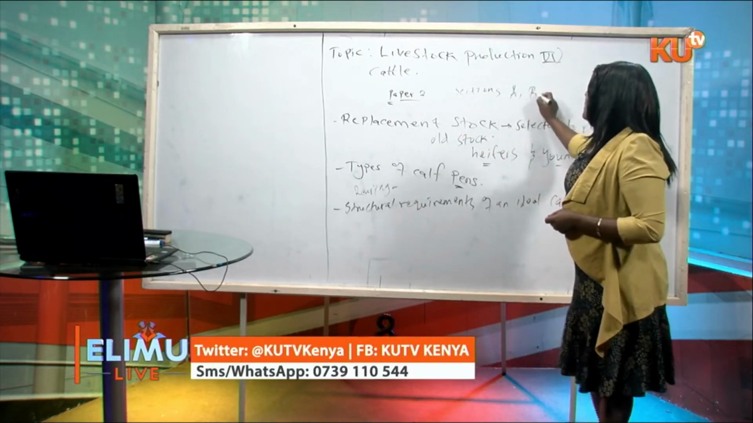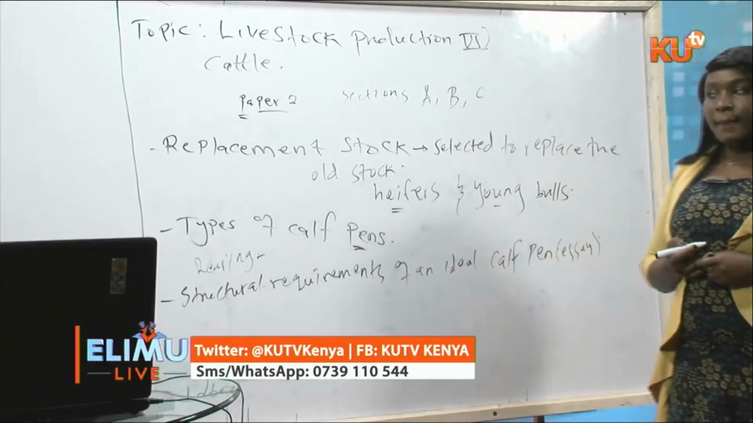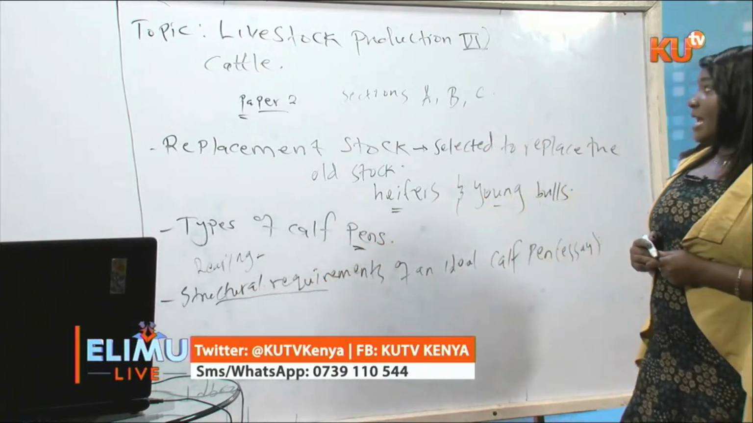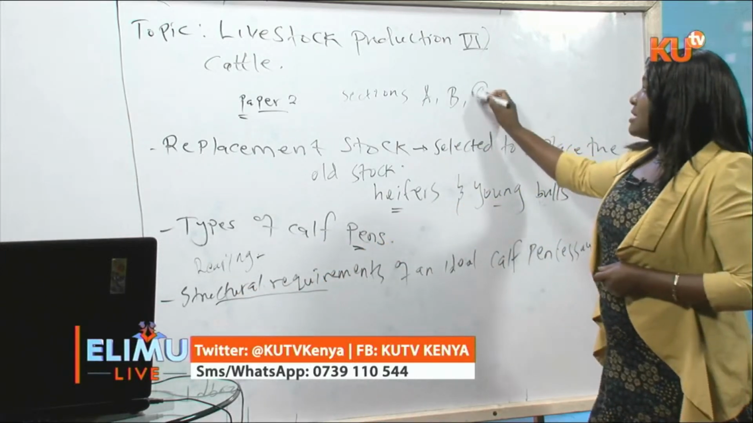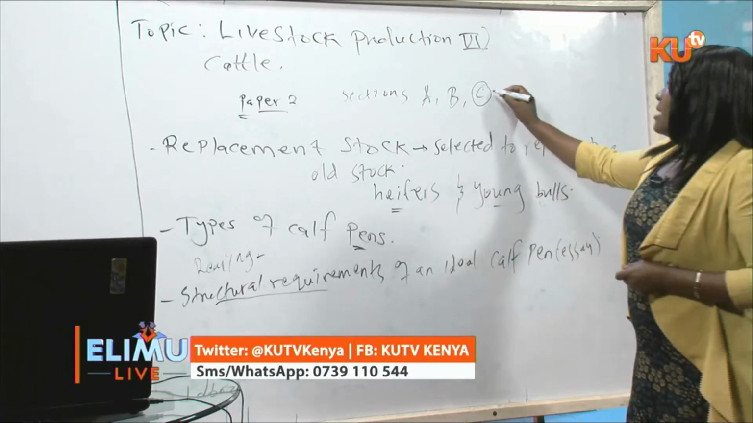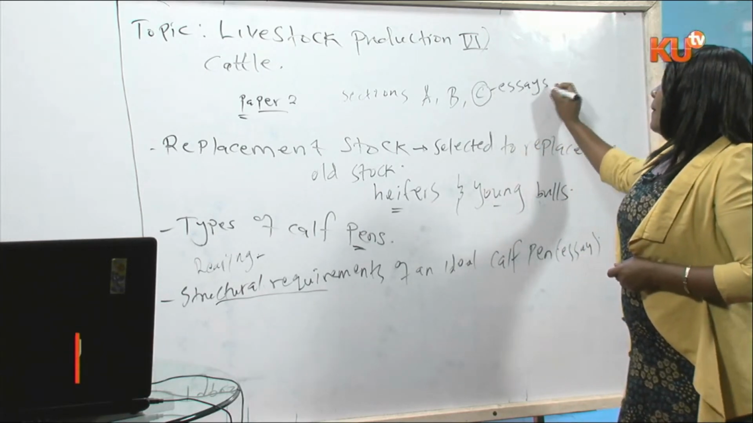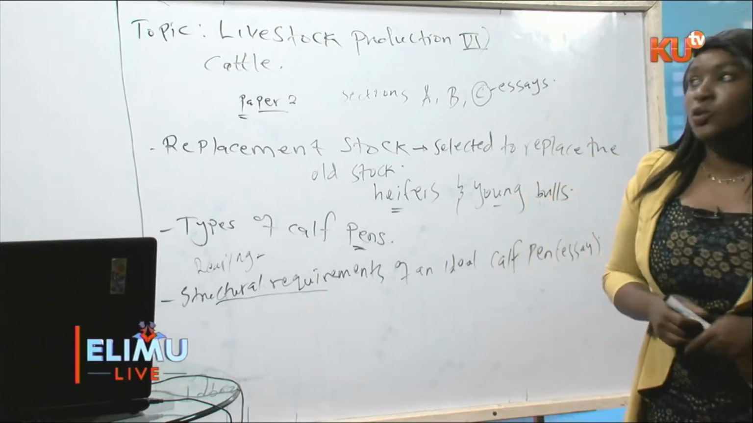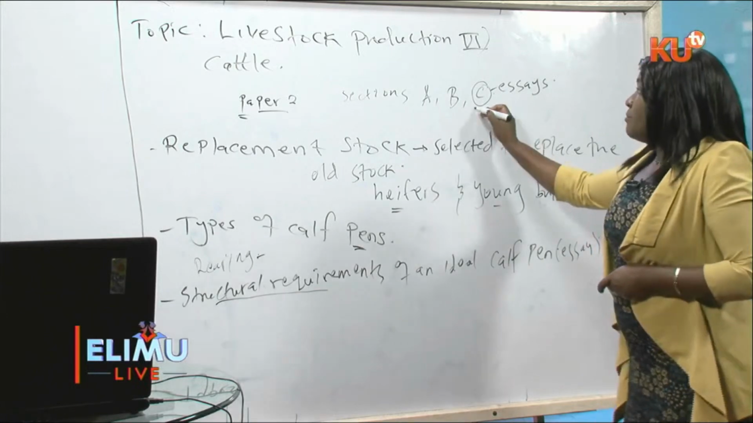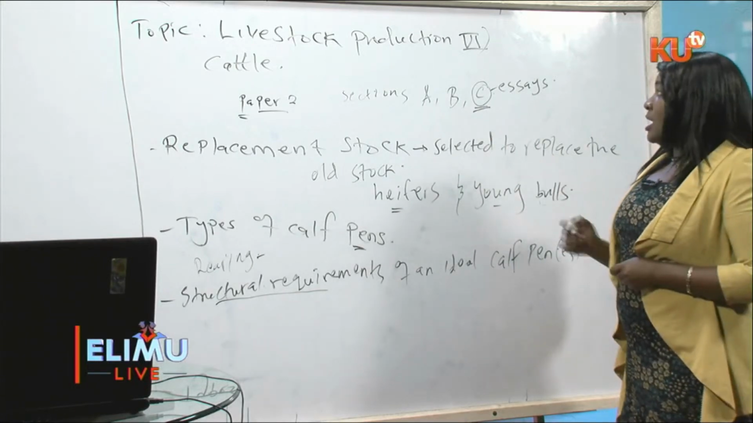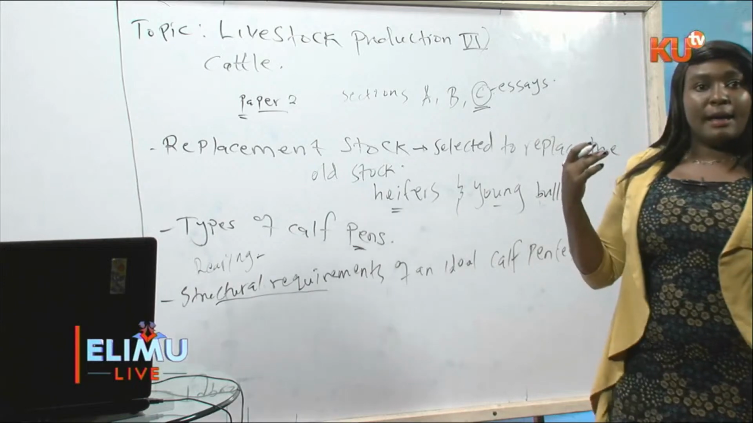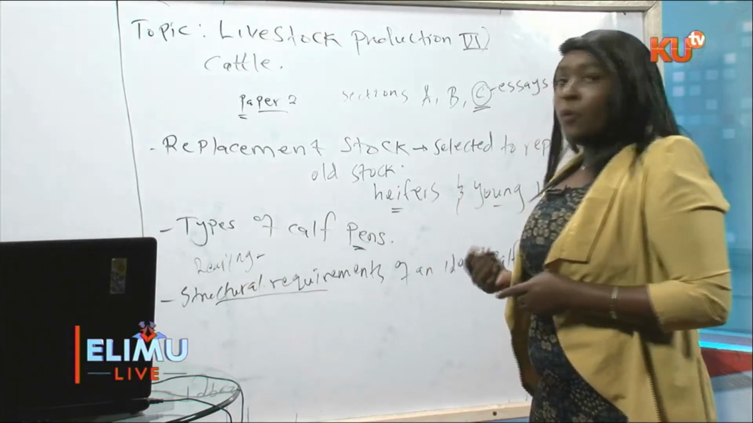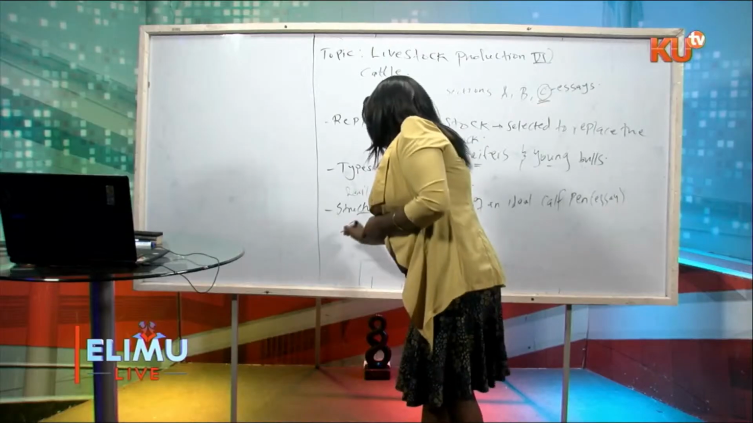A, B, and C. This bit of the structural requirements of an ideal calf pen is commonly tested in section C, which comprises the essays, which can carry even up to 20 marks. So you can be sure that in this particular section, you are required to capture as many points as you can so that you are able to scoop the highest score in your exam.